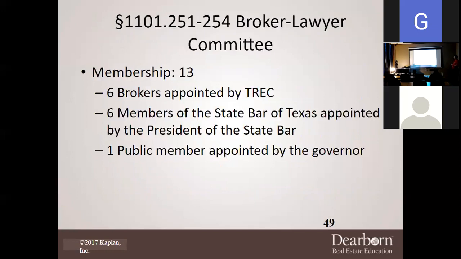The broker lawyer committee has a membership of 13 people. You need to know that number. There are 6 brokers appointed by TREC. People get this wrong. They put governor. Who appoints the brokers? TREC. The broker lawyer committee comes from inside of TREC. So 6 brokers are appointed by TREC, 6 members of the State Bar of Texas are appointed by the president of the State Bar, and 1 public member is appointed by the governor. You're going to have to get those and stay on top of those because I guarantee you they will test you on those.